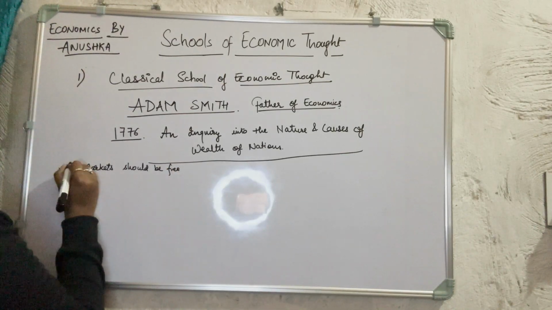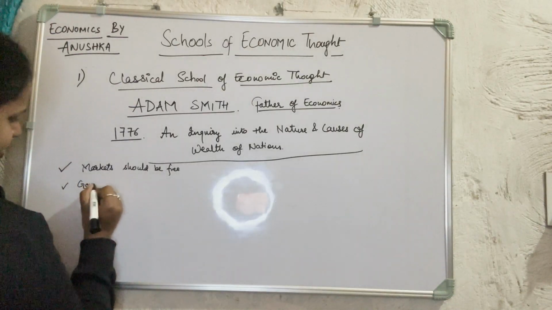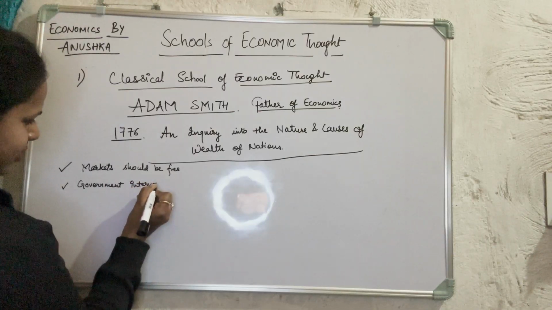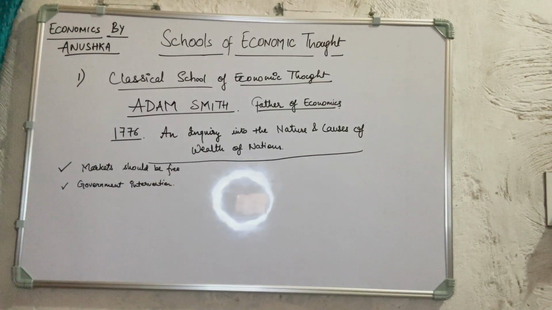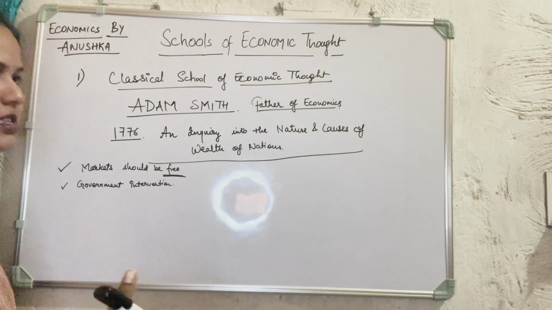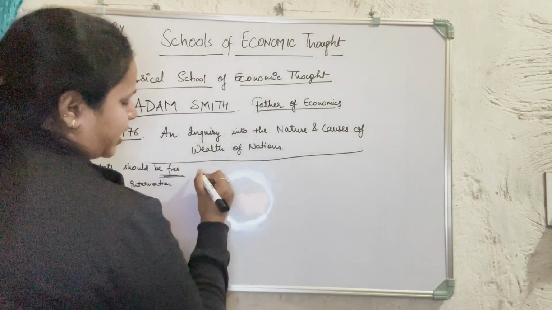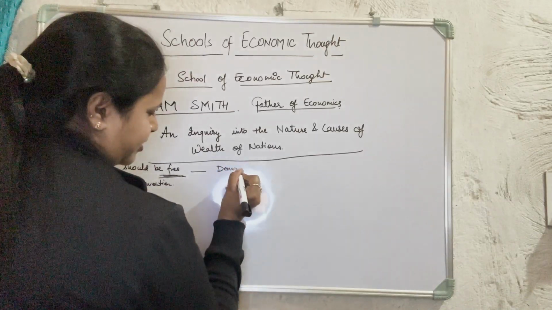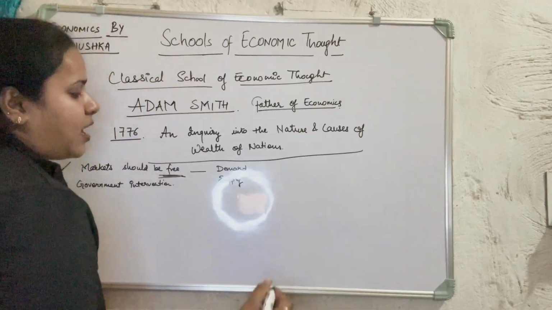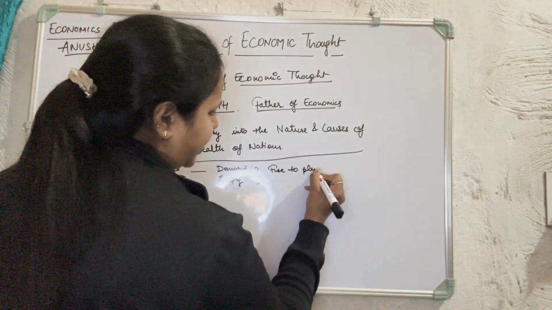He said that markets should be free, and free of what? Market should be free of government interference. And when we say market should be free, we don't say that there should be no prices for commodities whatsoever. The free refers to the state where the forces of both demand and supply are free to play in the market.